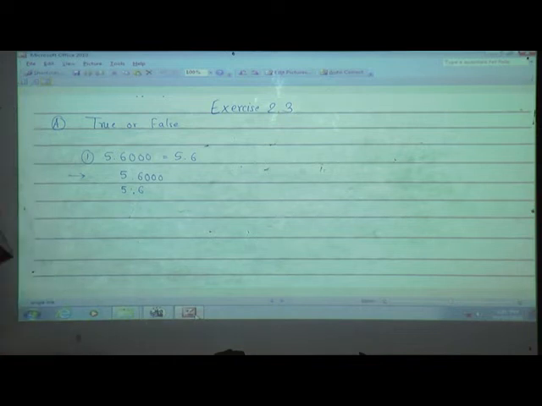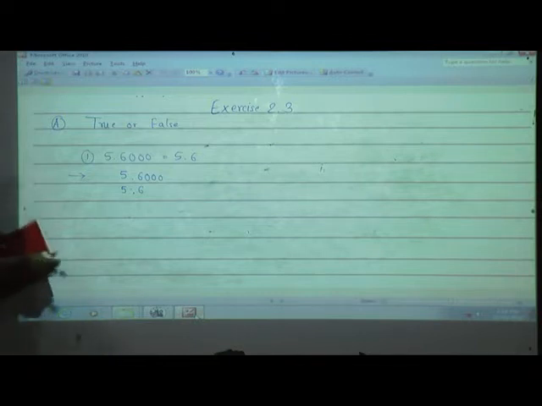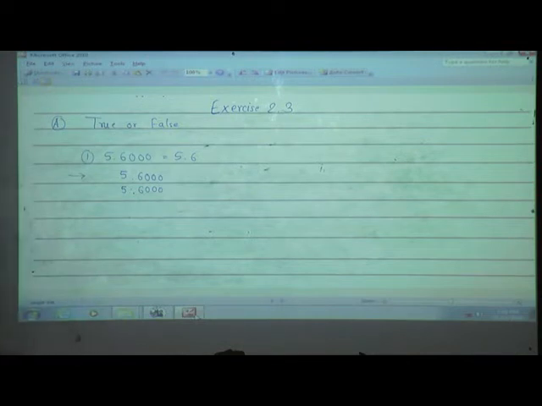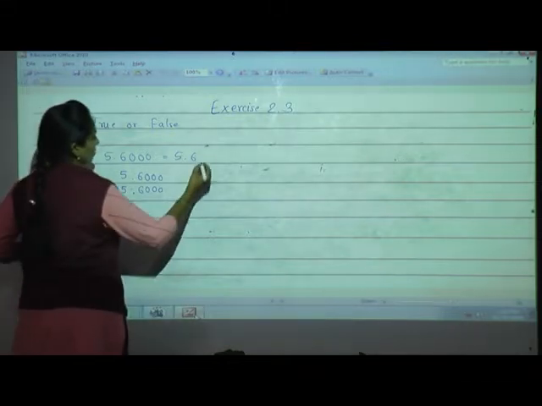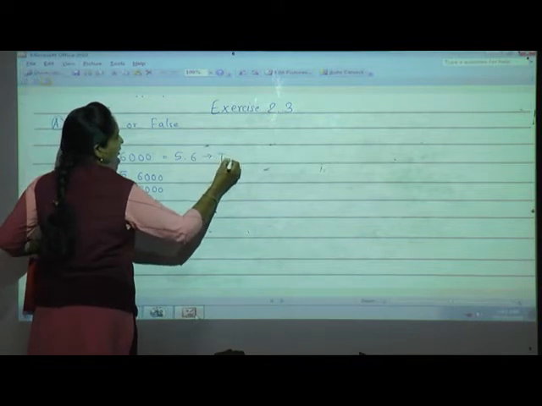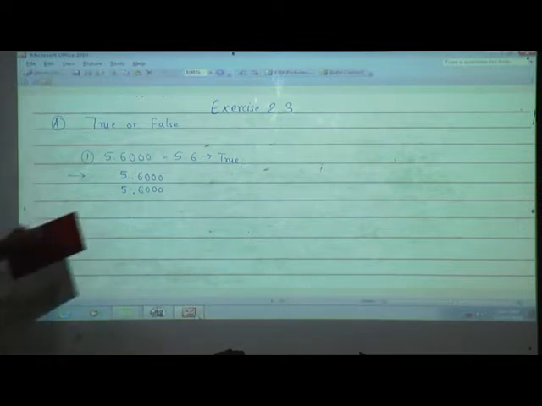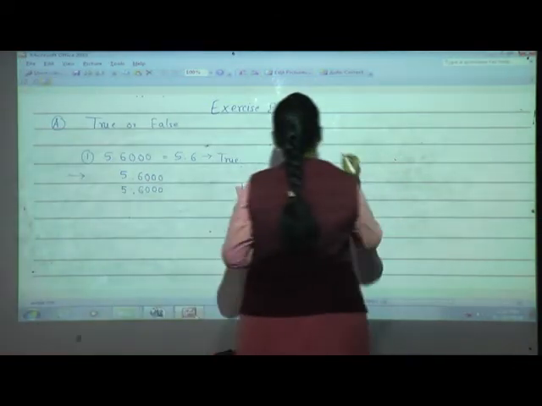As we have studied just now, whatever the decimal numbers are, zeros at the end have no value. If we had zeros here, it doesn't matter, the value will be the same only, the value will not change at all. So both of these are equivalent decimals, so we can say that they are true. Okay, clear? Yes. Now next I will solve the third one for you.